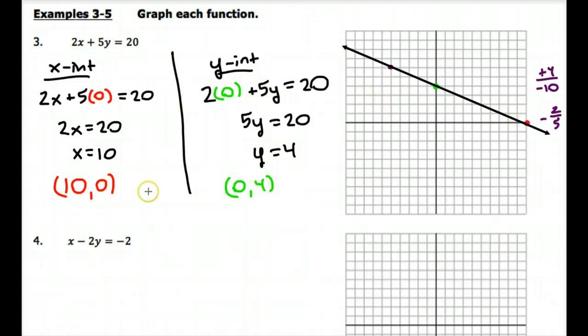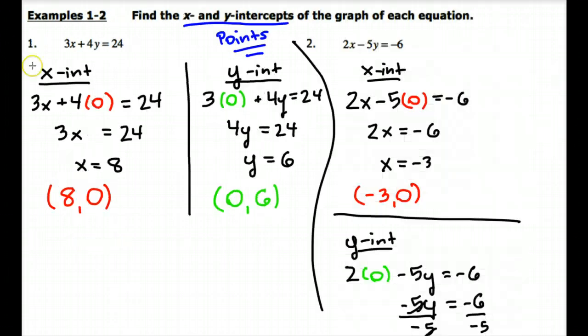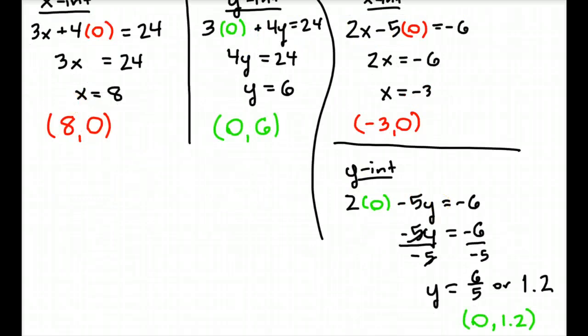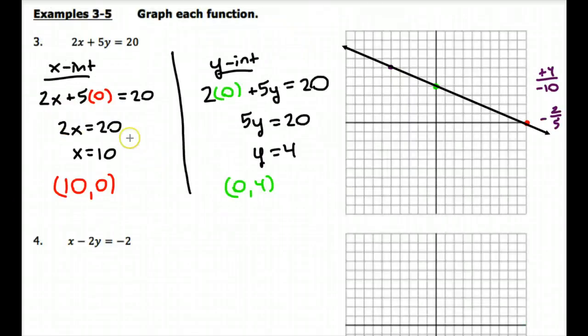The only time that this method isn't very good, the second method right here, is when your x and y intercepts come out to be fractions, kind of like number 2 did. For the y-intercept, we got a y-intercept of 1.2, then it's not going to be as simple, and so that's when I would recommend the first method. Okay, so let's look down at number 4.